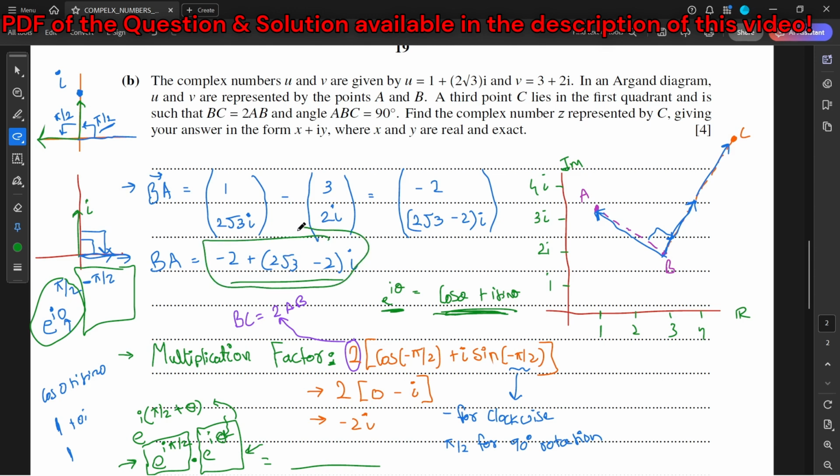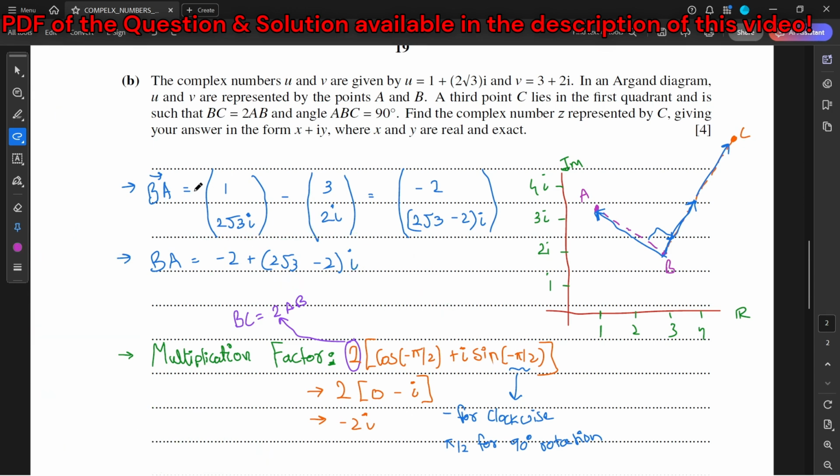I hope now this is pretty clear to you all. And now we can start executing upon our idea. So the first step was to get our BA vector, and my BA vector can be found by doing OA minus OB. So that's my OA minus OB to get this BA vector. And now that I'm having my BA vector, I'm expressing that in the format of complex numbers.